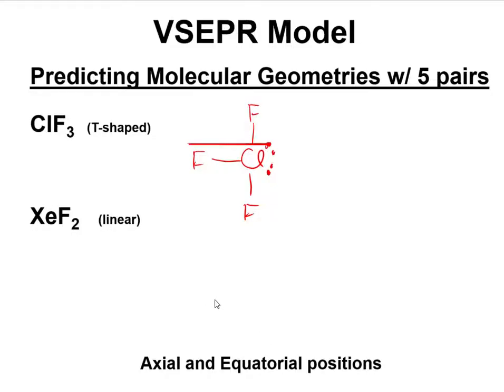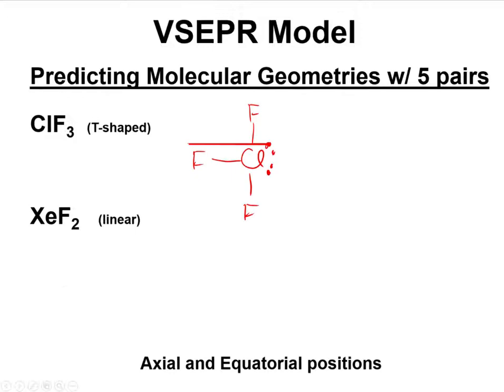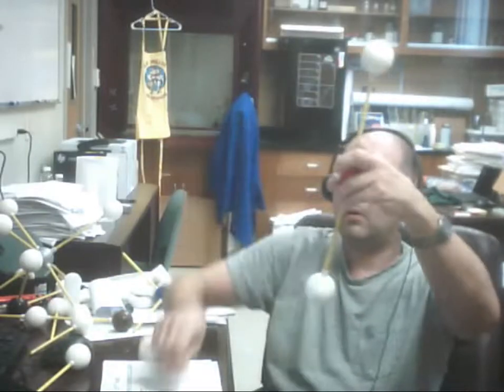Going to XeF2, that means we're going to do this one more time. So xenon, fluorine, fluorine, lone pair, lone pair, lone pair. They are all in equatorial positions. So switching back to the camera, removing one more makes this linear, right?